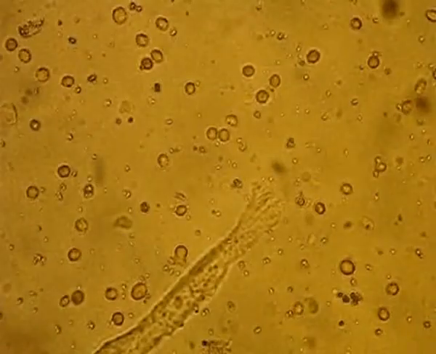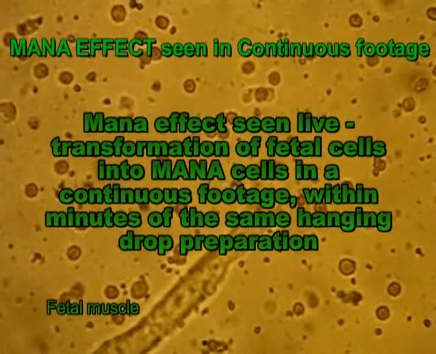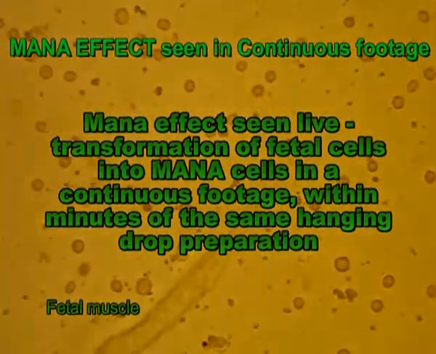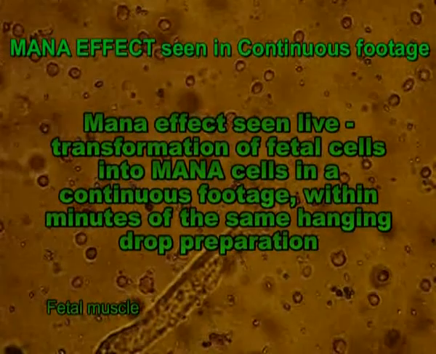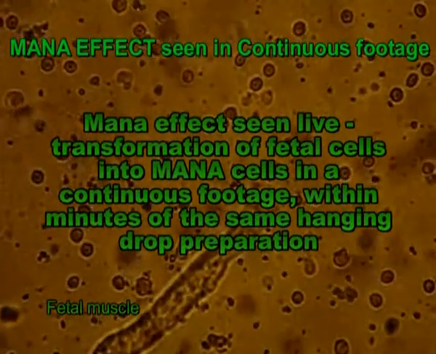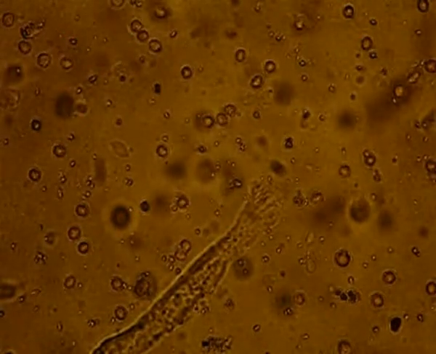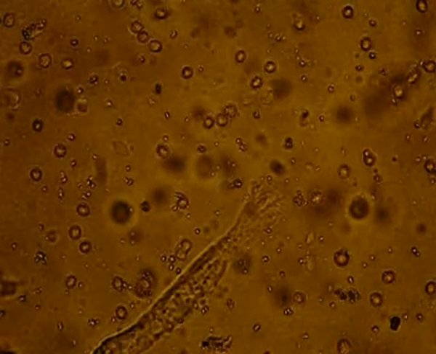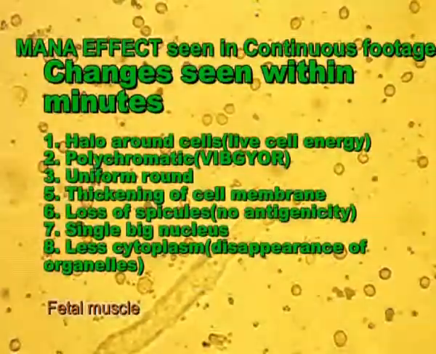The fetal muscle in the picture is to be clearly noticed so that you may see it in a continuous film footage with the same cells in view. Now, a drop of Manna is added to the same hanging drop: the Manna effect. With only one drop of Manna added, a small dilution effect can be seen. Changes seen within minutes are as below.